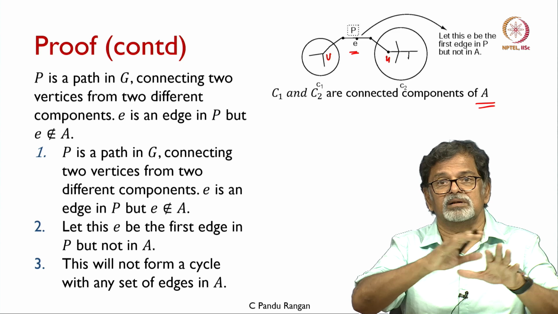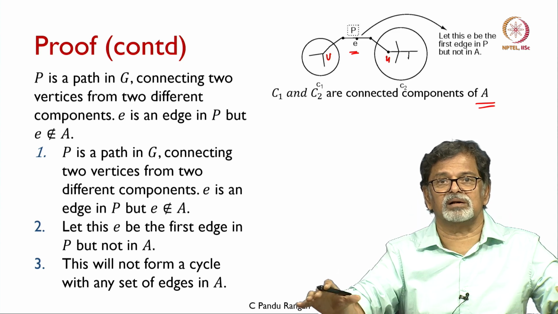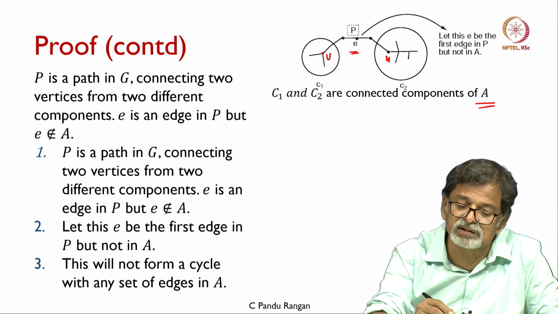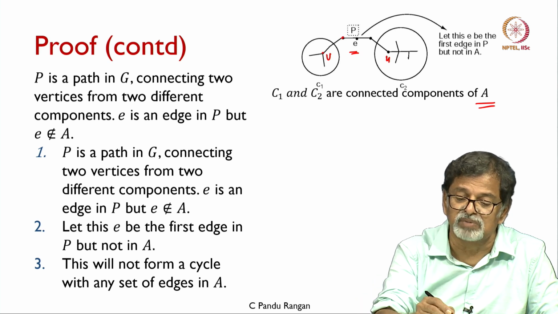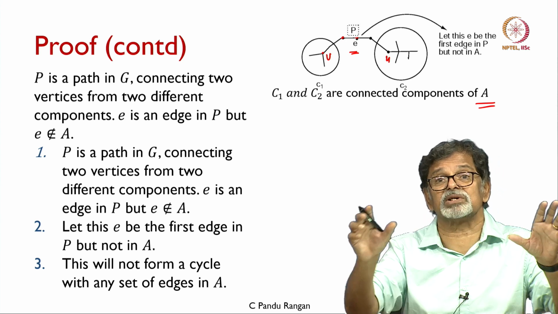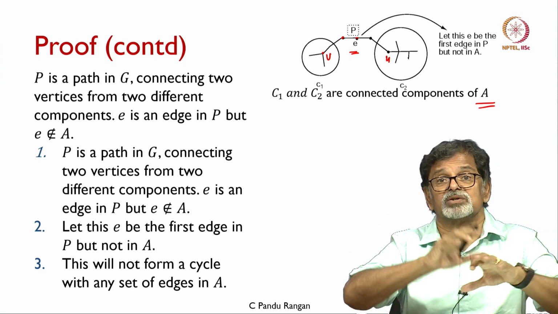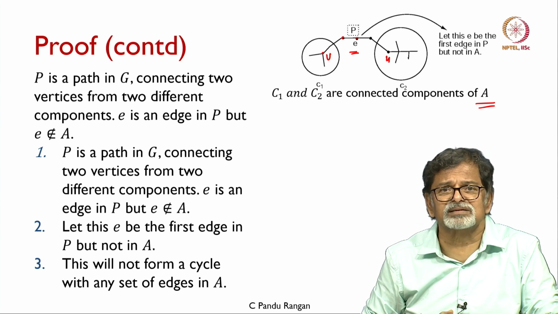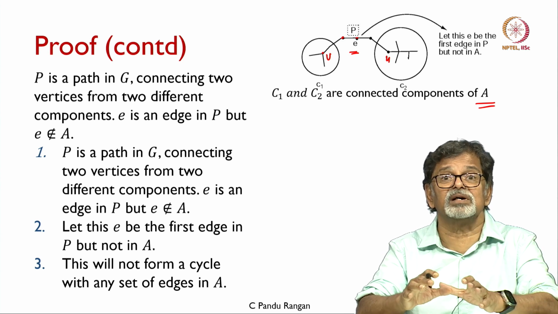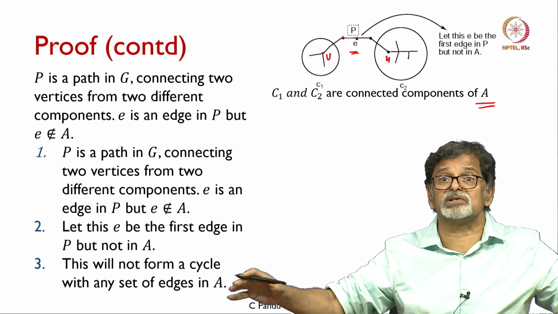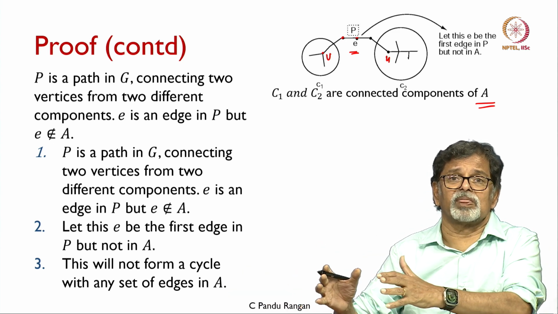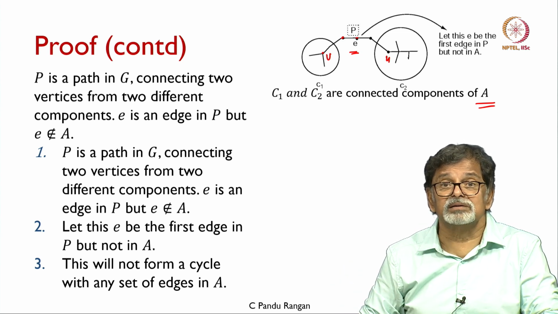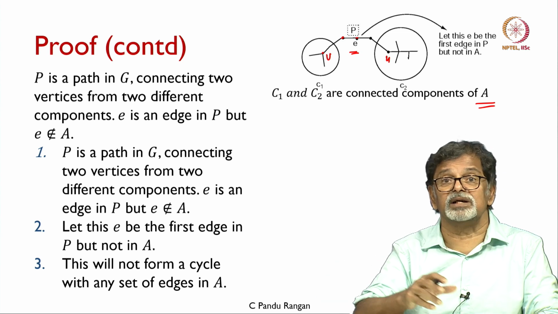For this edge E, both vertices are outside the connected component, whereas for the earlier edge one vertex is inside and another is outside. Let E be the first edge. It is not forming a cycle with any of these structures, it is completely outside. Because it is completely outside, it is not going to form a cycle with any of the edges in A.